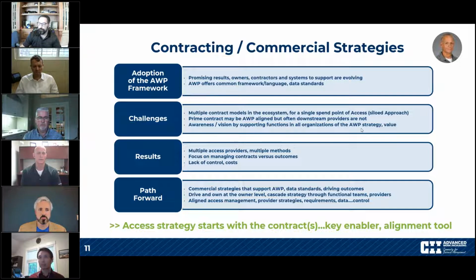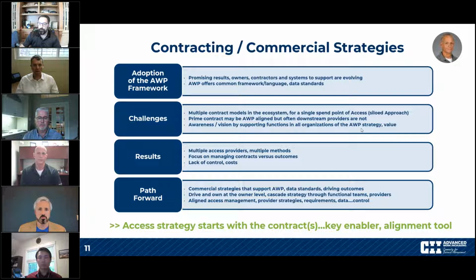When the project gets into the heat, the peak of construction activity, we end up with multiple access providers and multiple methods of providing access, because everyone's really focused on managing their contract and their expected percent complete outcomes. A lot of times they're managing the contract, not the outcome of the project. That's not their issue directly, but as a group, it's all of our issues.